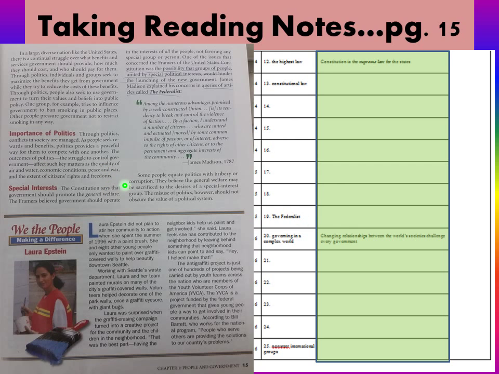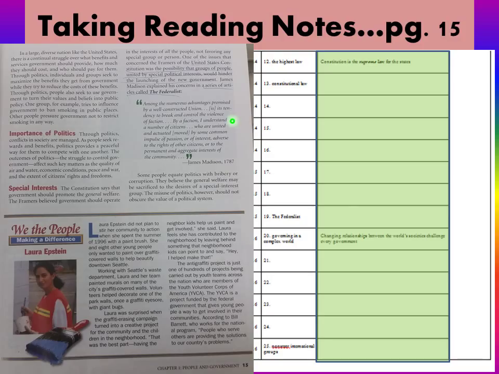The Constitution says that government should promote the general welfare. The framers believed government should operate in the interests of all the people, not favoring any special group or person. One of the issues that concerned the framers of the United States Constitution was the possibility that groups of people, united by special political interests, would hinder the launching of a new government. James Madison explained his concerns in a series of articles called The Federalist.